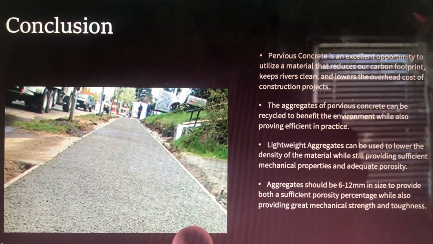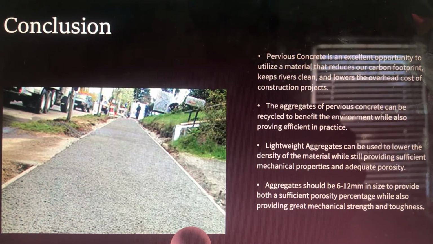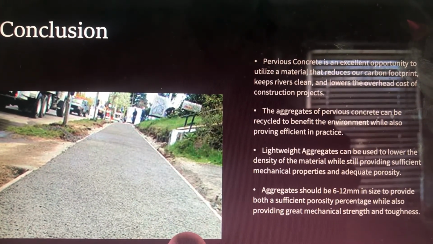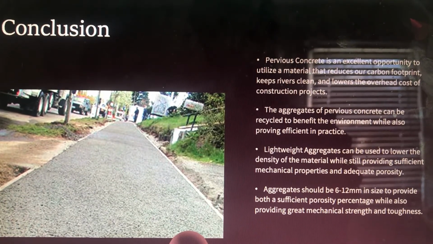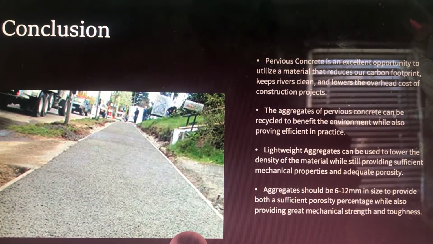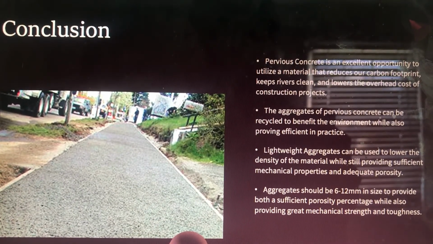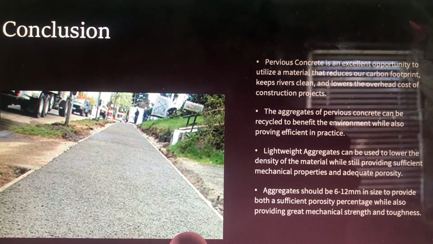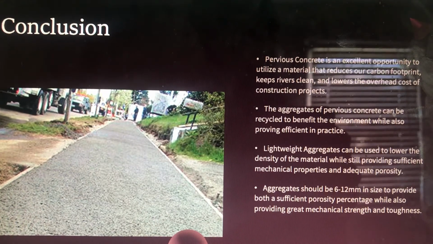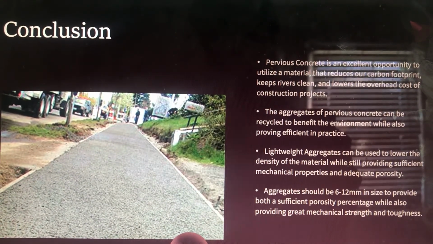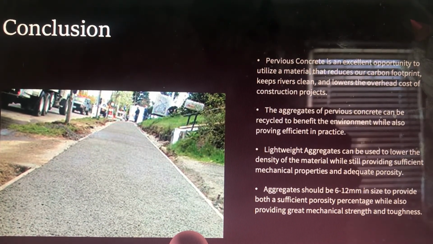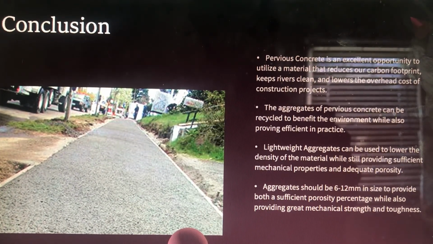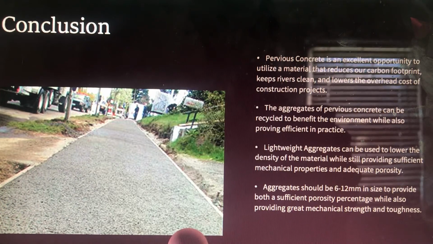The aggregates of pervious concrete definitely can be recycled, and you can use steel slag and recycled polymer. This is another great way to help the environment while also reducing the cost of projects, which is a win-win for contractors, engineers, and society. Lightweight aggregates are great for structural buildings and structural walls, and in my opinion, the aggregate should be 6 to 12 millimeters in size to produce the best results.